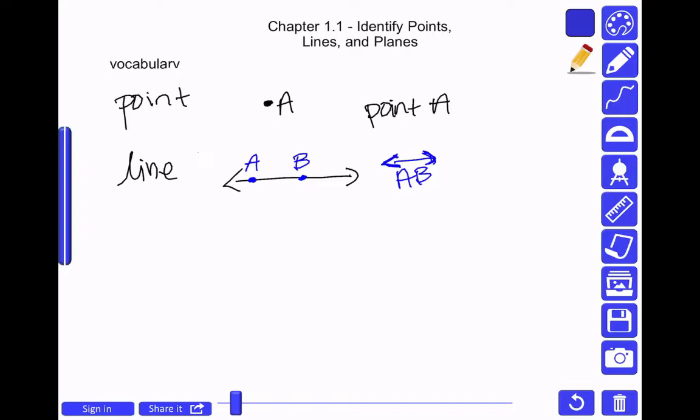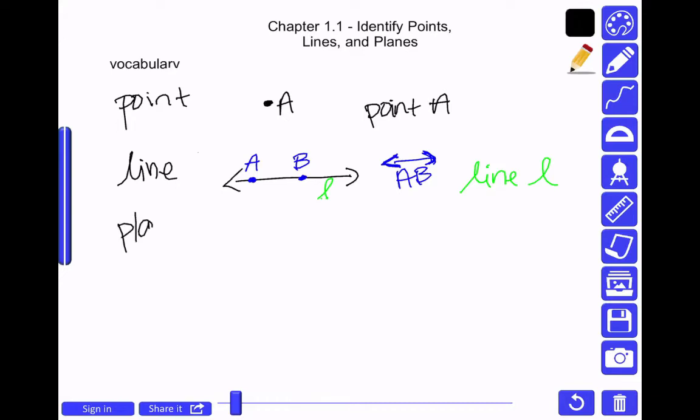Again, notice those are capital letters because those represent points. So between the points A, B, there is a line. I could also put a lowercase letter here, and I could call this line L. So we could also label lines with a lowercase letter. Usually it looks like it's in cursive.